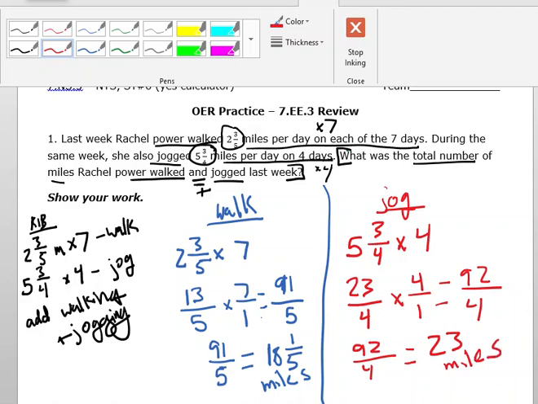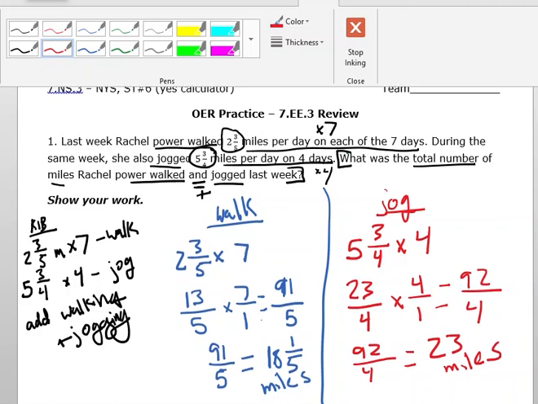Okay, does this pass the make sense test? And yeah, when I do 5 times 4, I get 20, and then you add 3/4 times 4, will that give me 3 more miles? Yeah, so far we're making sense.